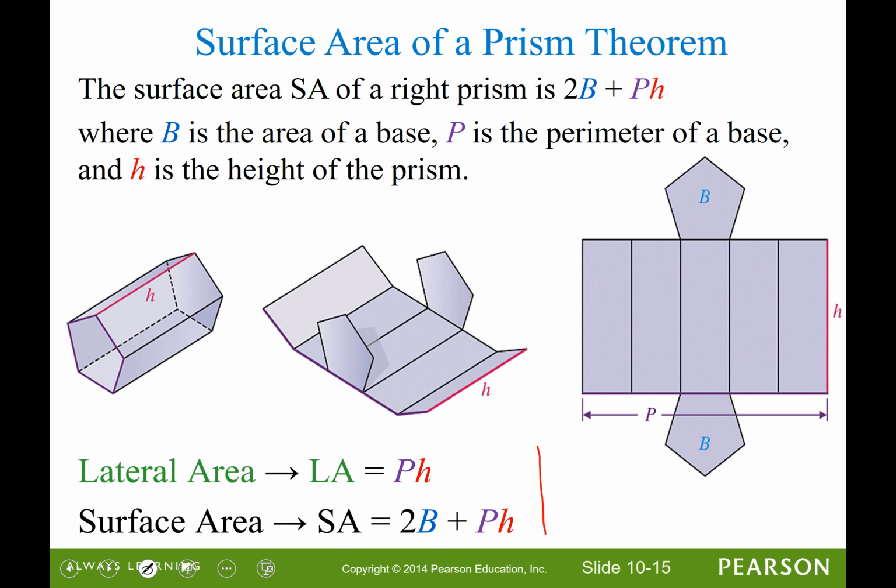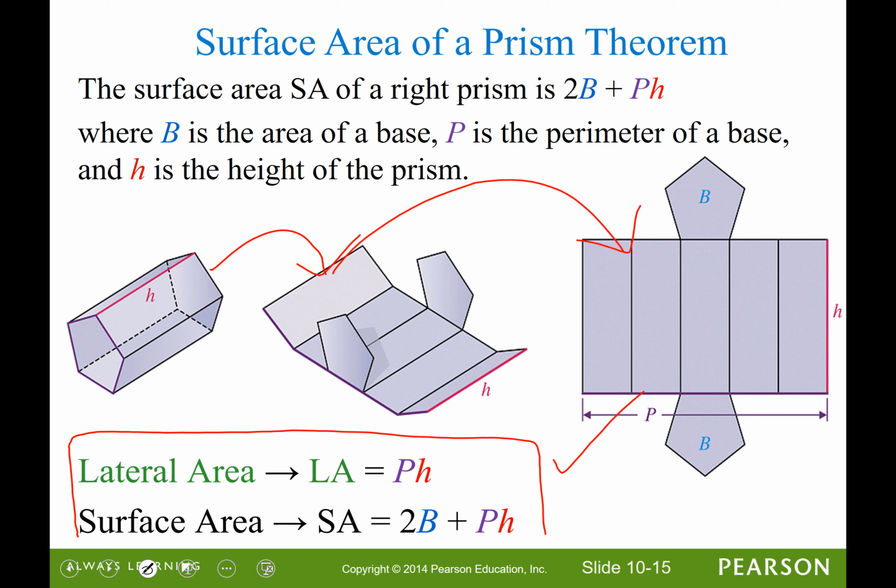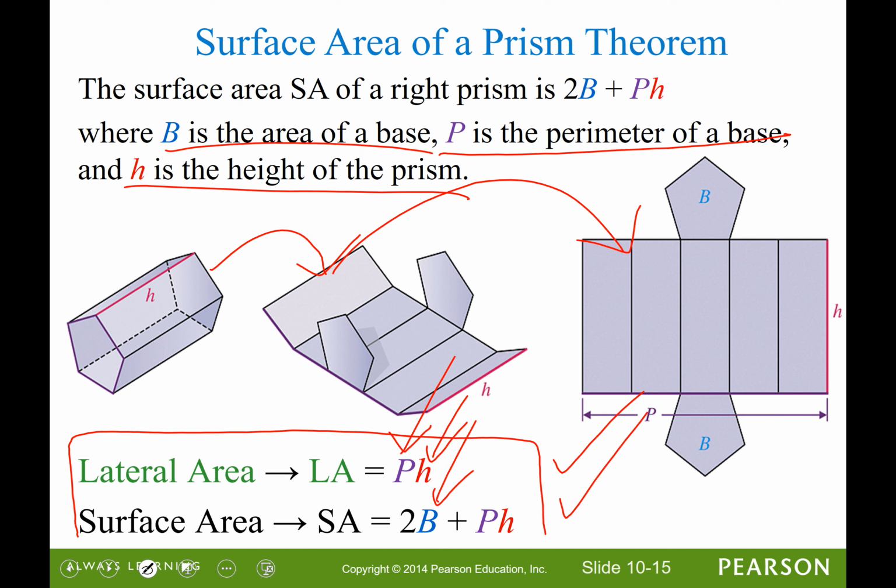All right, I suggest you guys write these down. Their development you can see here from going from a solid to a net. So I suggest you write those down right there. I also suggest that you write down what capital P stands for, which is written for you right there, what lowercase h stands for, which is right there, and what capital B stands for, which is right there, okay?